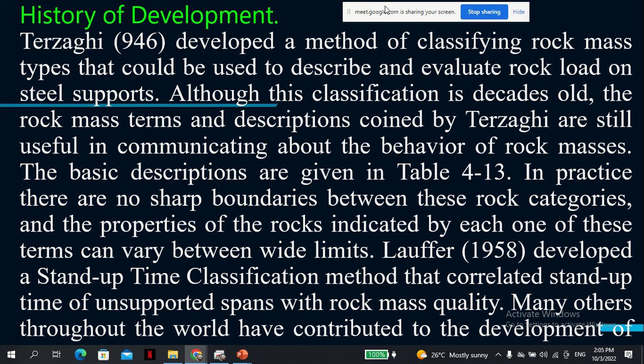The basic descriptions are given in the table shown. In practice, there are no sharp boundaries between these rock categories, and the properties of the rocks indicated by each one of these terms can vary between wide limits. Lauffer in 1958 developed a standup time classification method that correlated standup time of supported spans with rock mass quality. Many others throughout the world have contributed to the development of these methods.